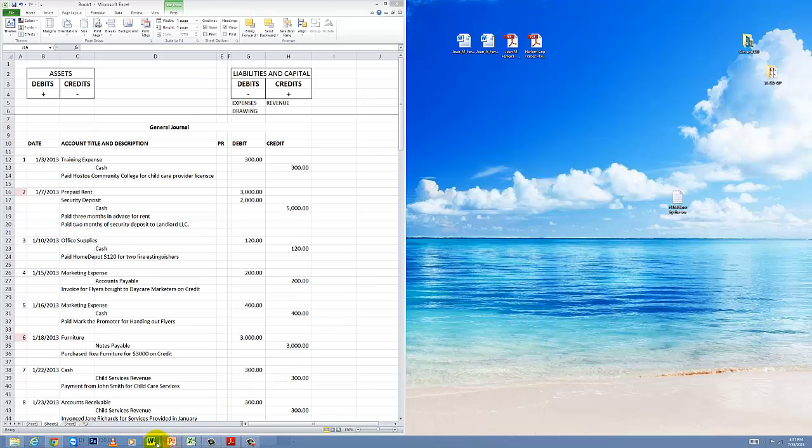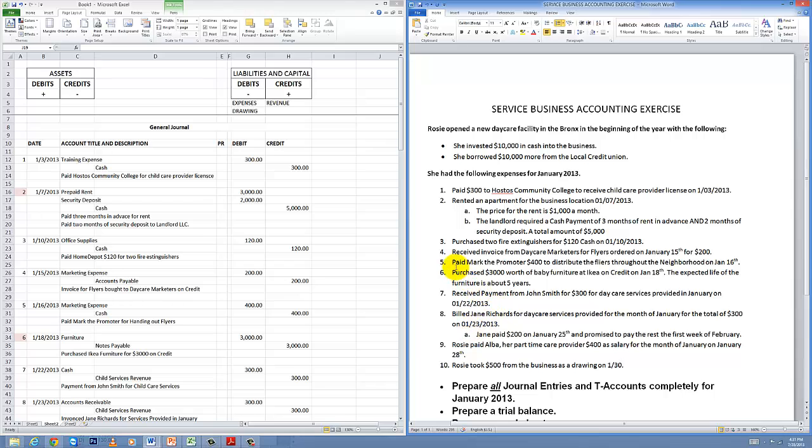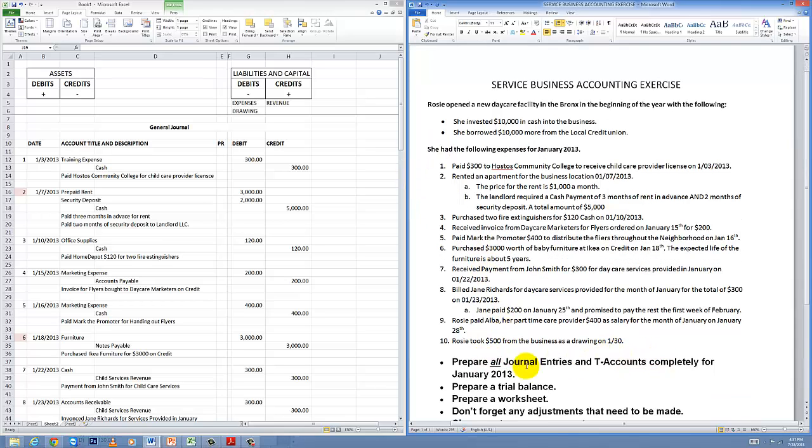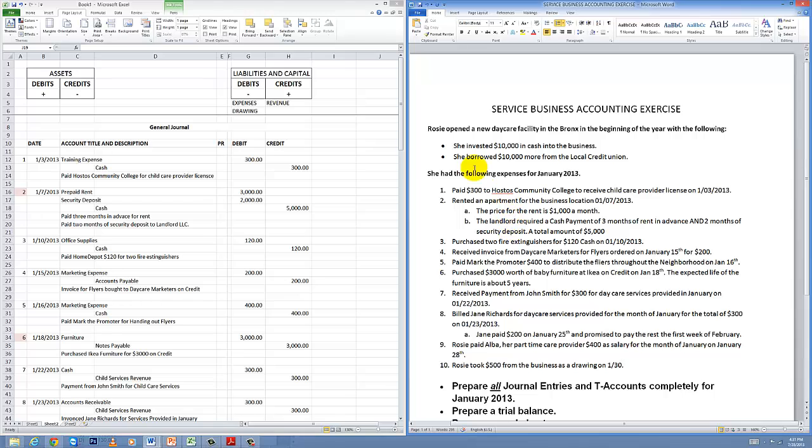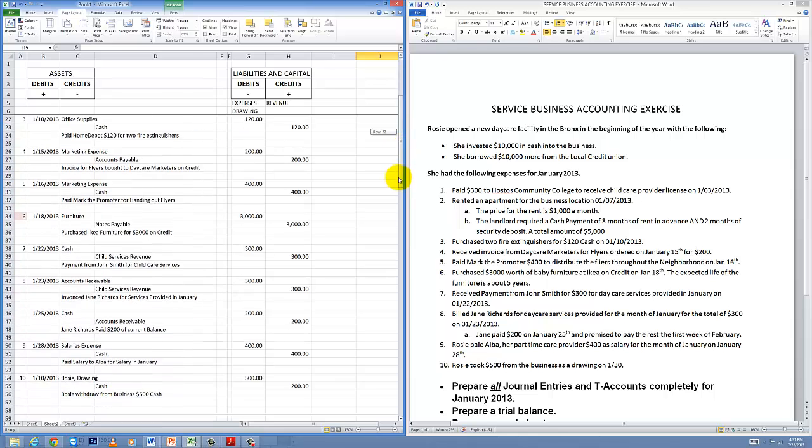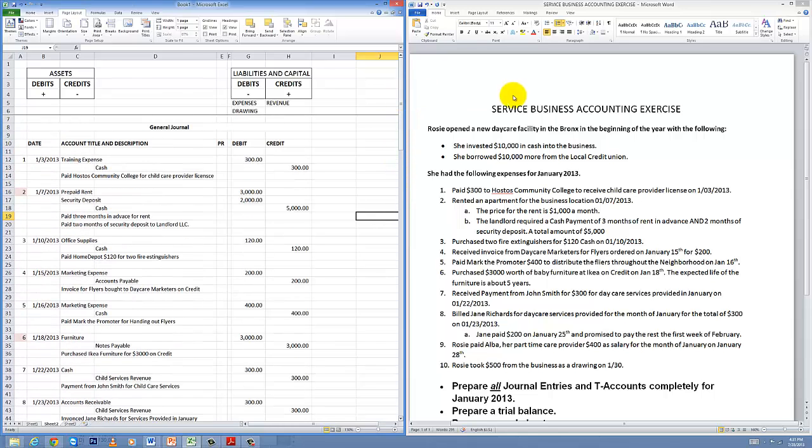All right, so let's go over the first part of the problem that we have. In this problem, we needed to prepare all journal entries and T accounts completely for January 2013. This is the first thing that we're going to do here. You should have received from me the service business accounting exercise, as well as the ledger or answer sheet that has the transactions, how they happened.